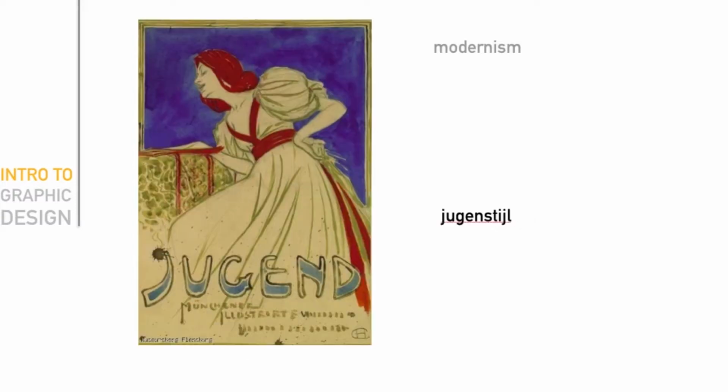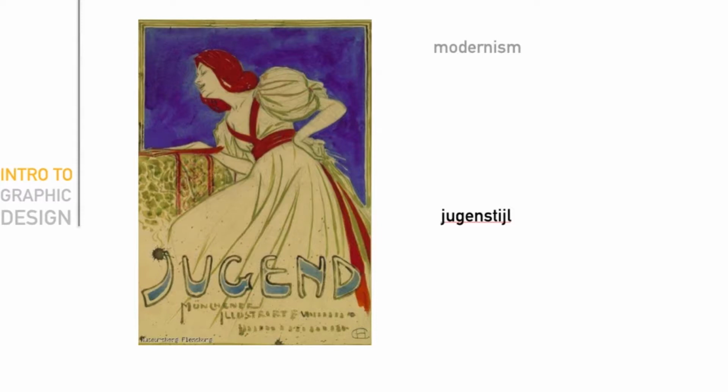Art Nouveau was the first international style. It spread across Europe, across the pond into the United States. So it was considered an international style. And it was an influencer of later art and design movements.